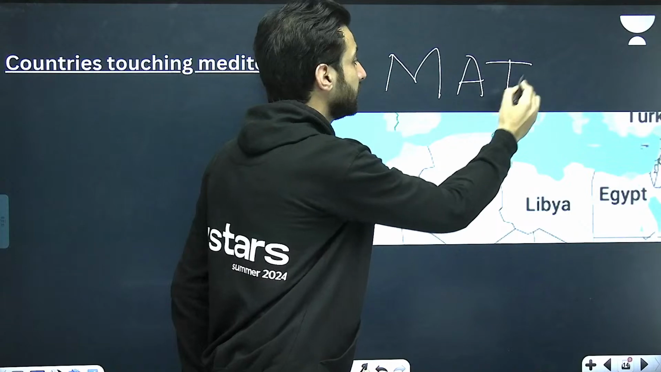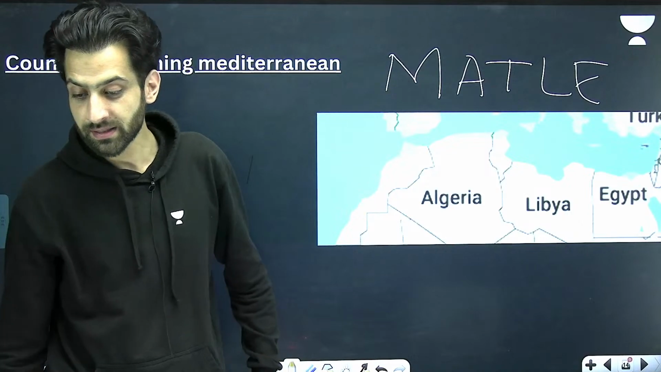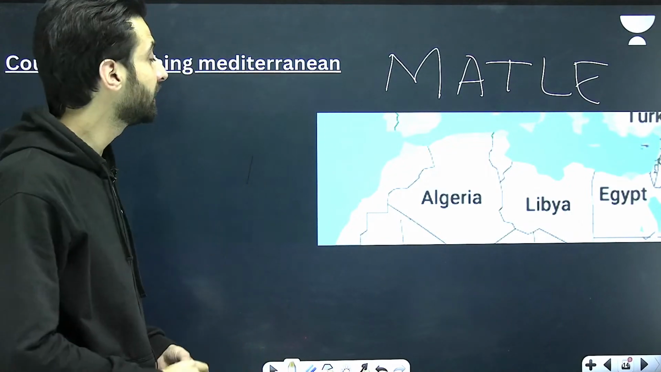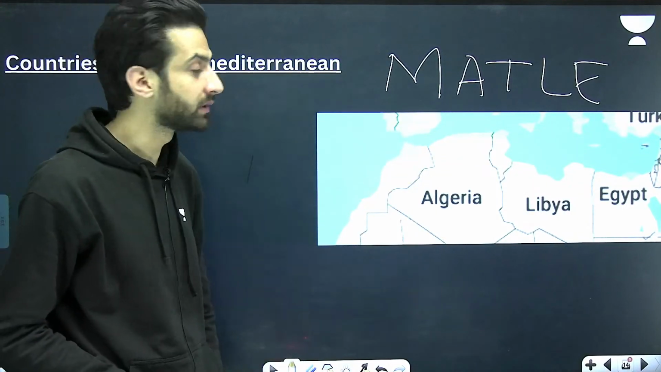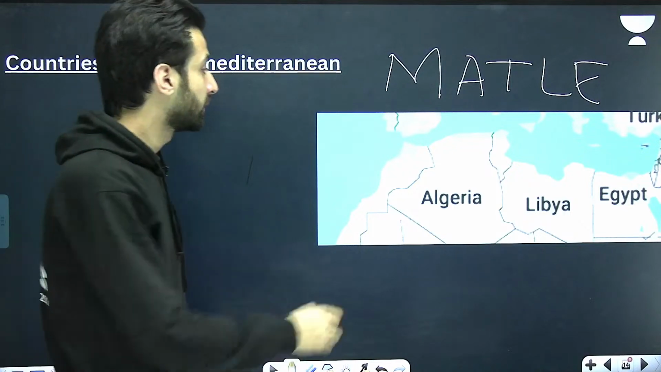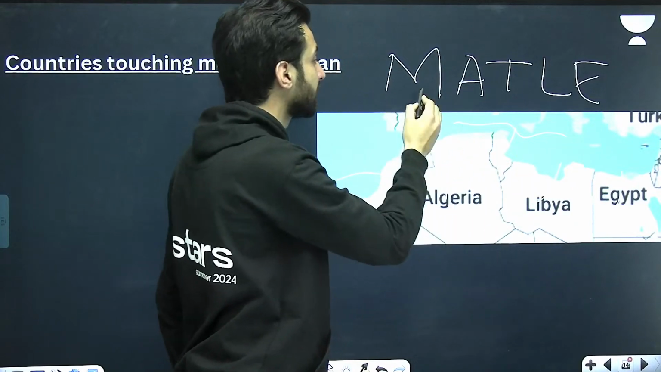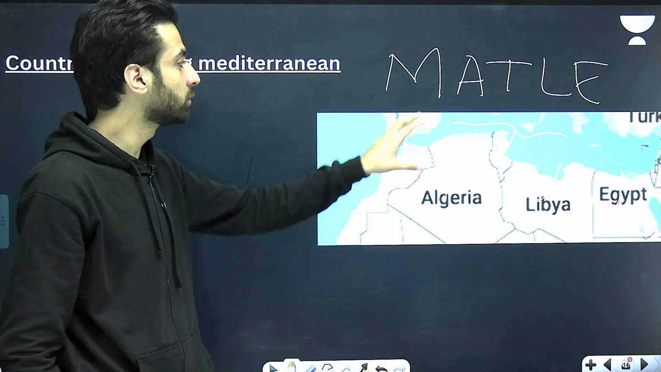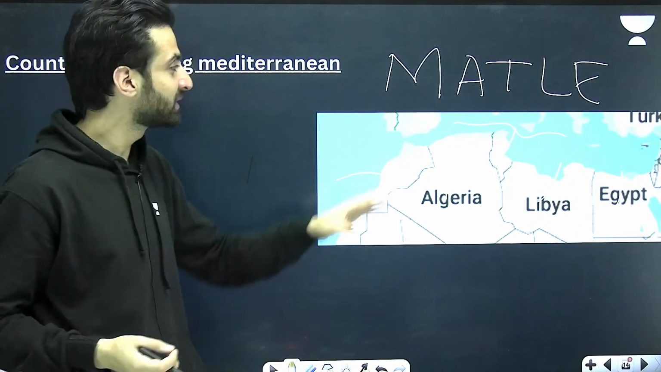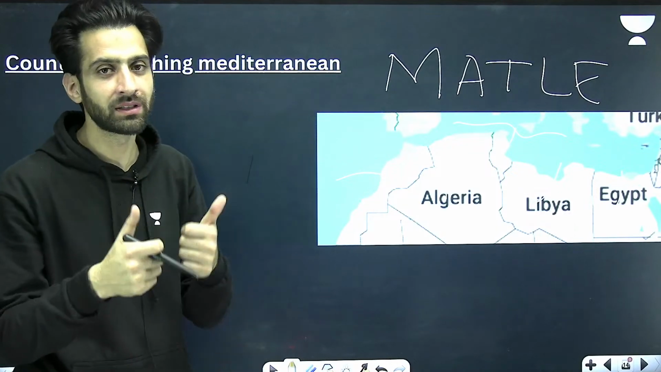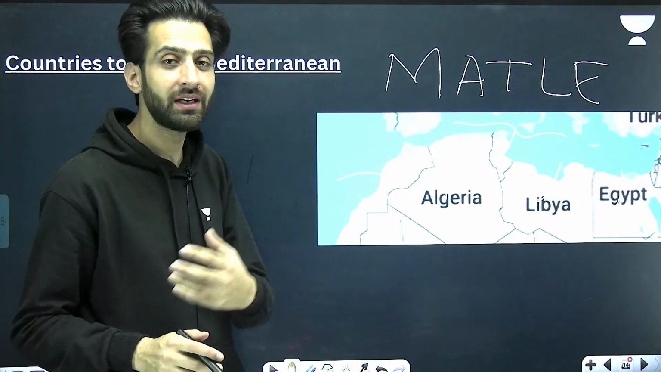MATLE. You can explain it in the comments what it means. What's the meaning of MATLE? These are the 5 countries that share the border with the Mediterranean. We have the Mediterranean located here. We will have Morocco, Algeria, Tunisia, Libya, and Egypt. That is what MATLE is. This is a mnemonic for you to be able to understand these. I can help you with some of the tricks that I know. So this is one, MATLE, metal. You can remember the name metal, in order to remember the countries that are touching the Mediterranean Sea.